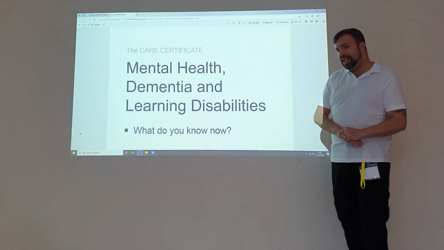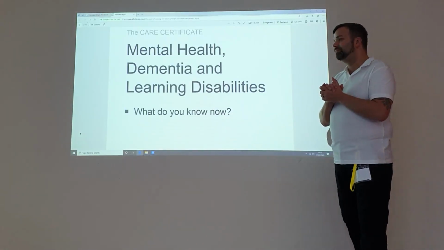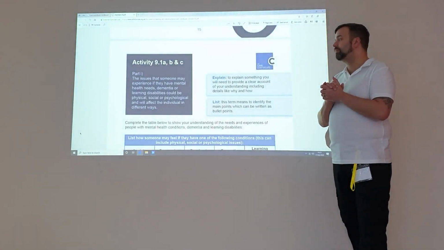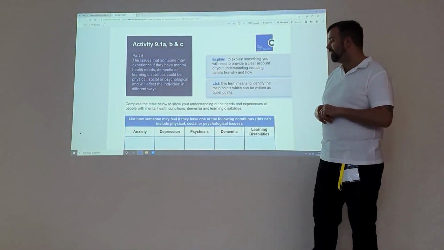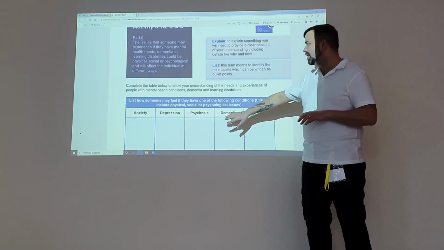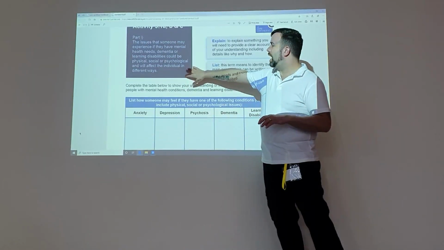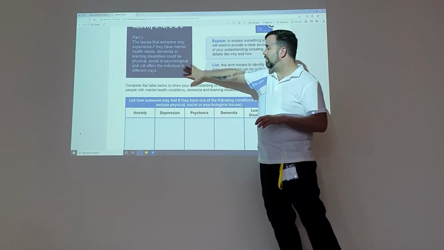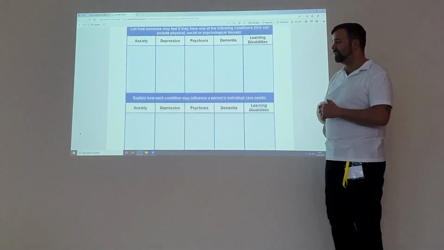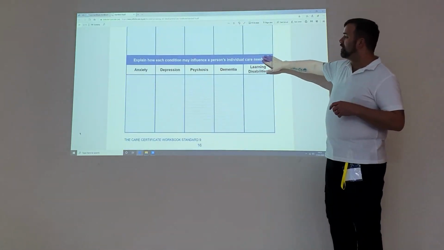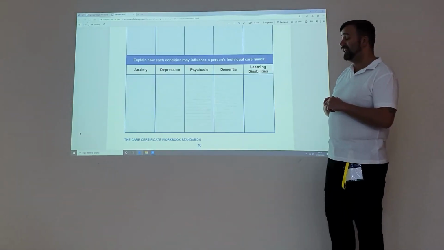So let's now look at what you need to do to pass this standard. The first task here is you need to list someone that may have the following conditions and include the ways in which you can help them and that are affected. So we look at anxiety, depression, psychosis, dementia and learning disabilities. So again here you're going to then explain how the conditions may influence the person's individual care needs.